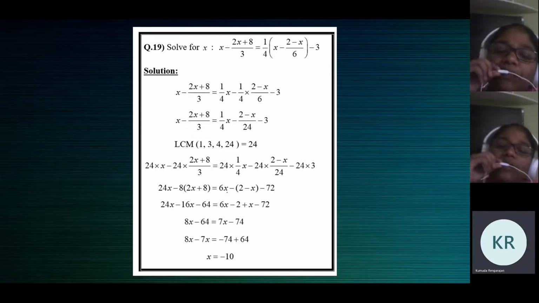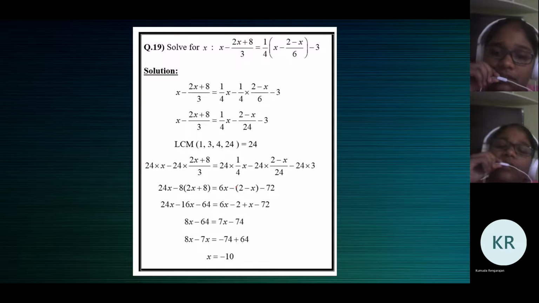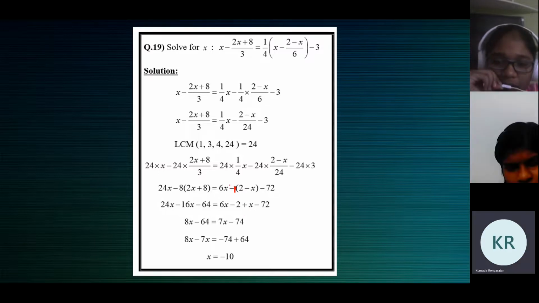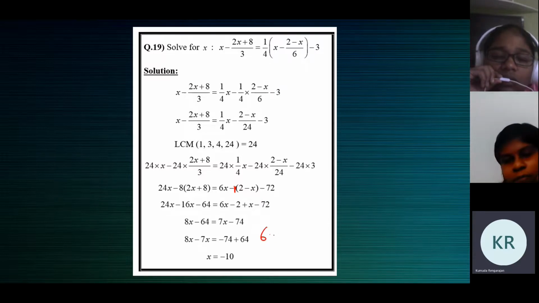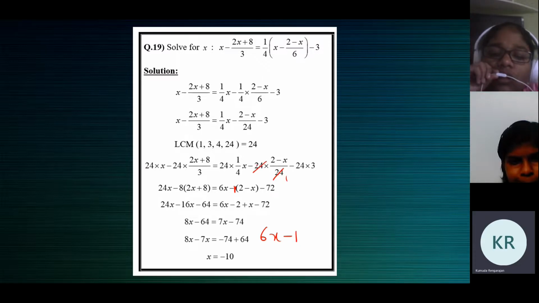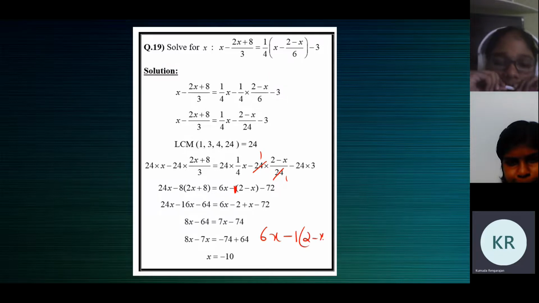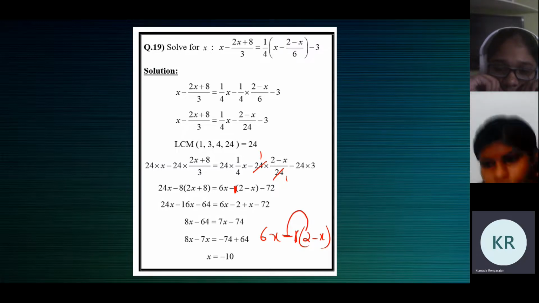Ma'am, we should multiply plus 6x into plus 2. No, because what is outside? What is immediately outside the bracket? See, when it is 6x minus, there's actually a 1 outside there. There's a 1 here: 1 into 2 minus x. Yes, ma'am. You should multiply minus 1 with 2 and minus 1 with minus x.